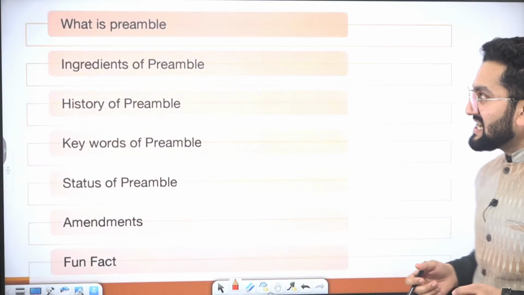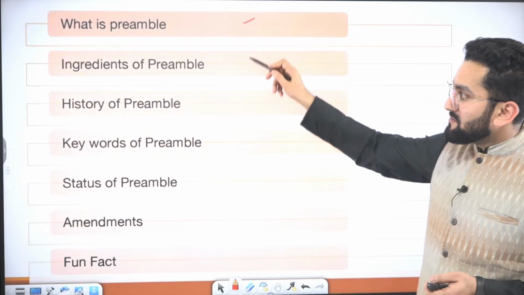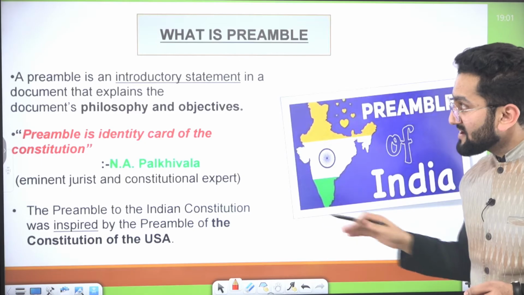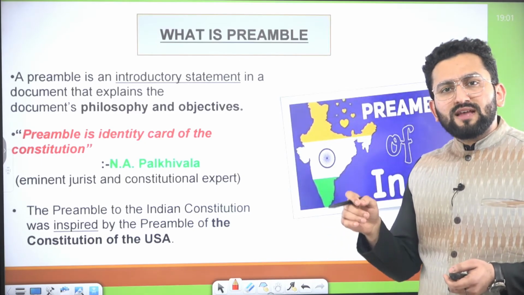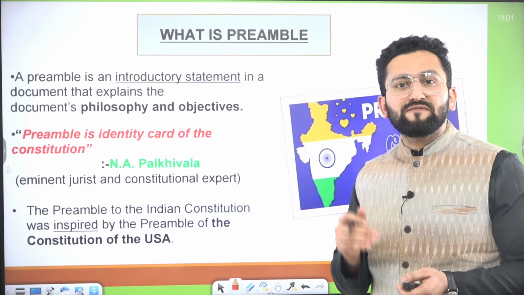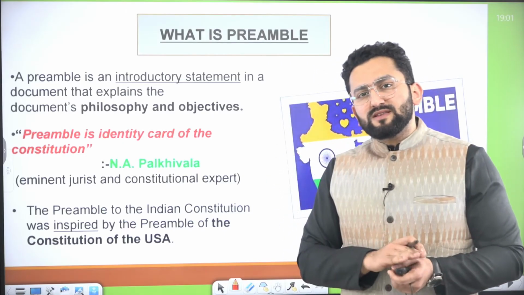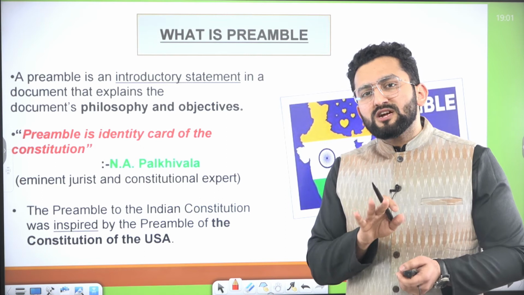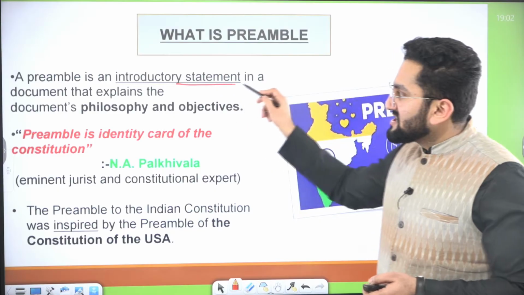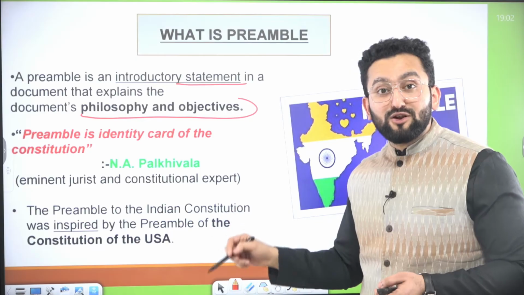Now, let's understand what are the different components of the Preamble. First, what is the Preamble? Ingredients of the Preamble: history, keywords, status, amendment, and some fun fact. As you open a book, first you find a preface, right? The Preamble is like a preface which talks about what is actually there in this book. So it's an introductory statement, explaining the philosophy and objectives of this particular constitution.